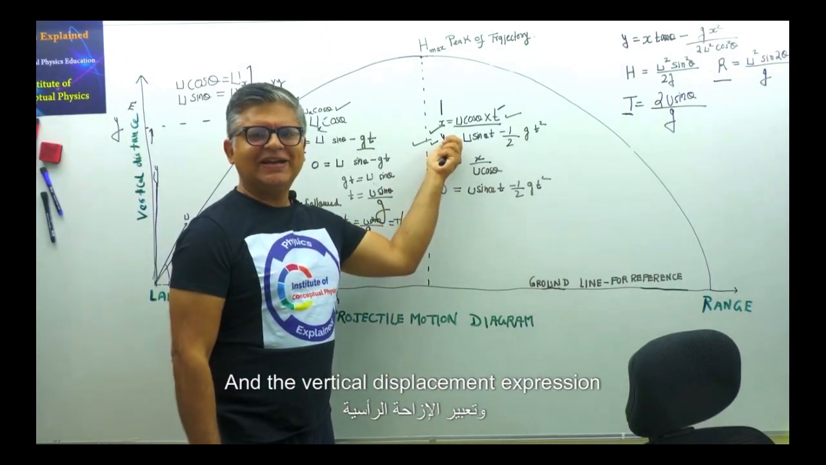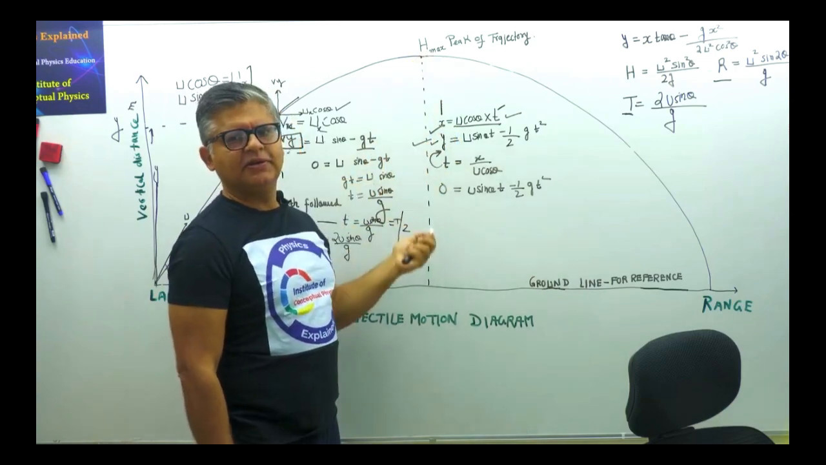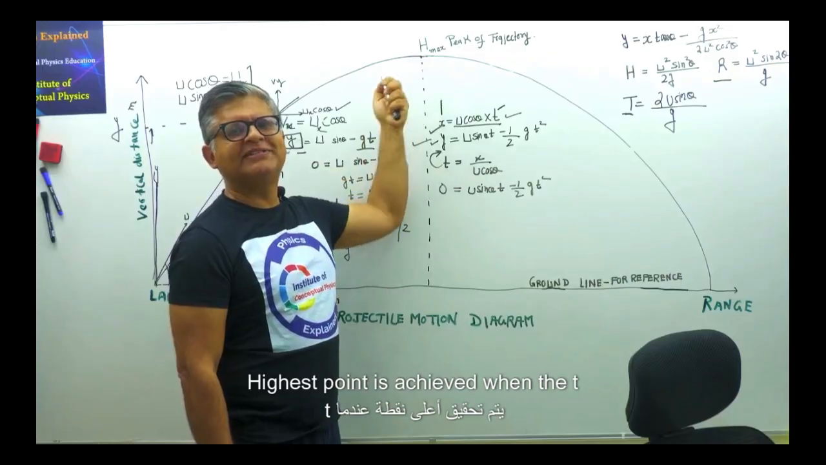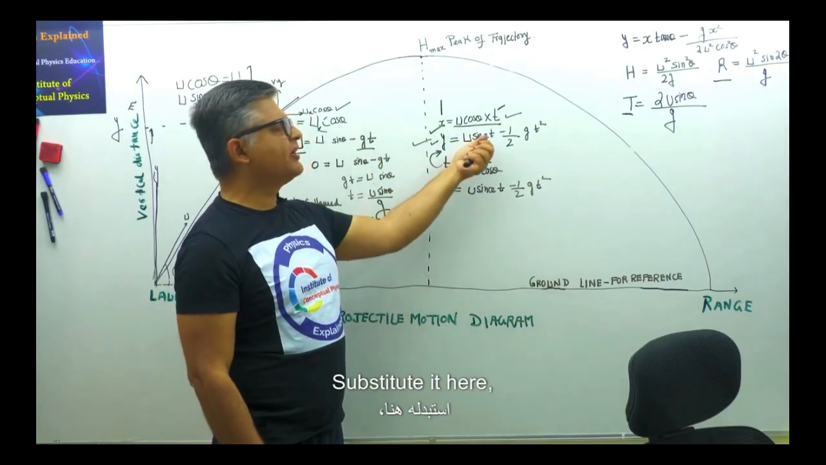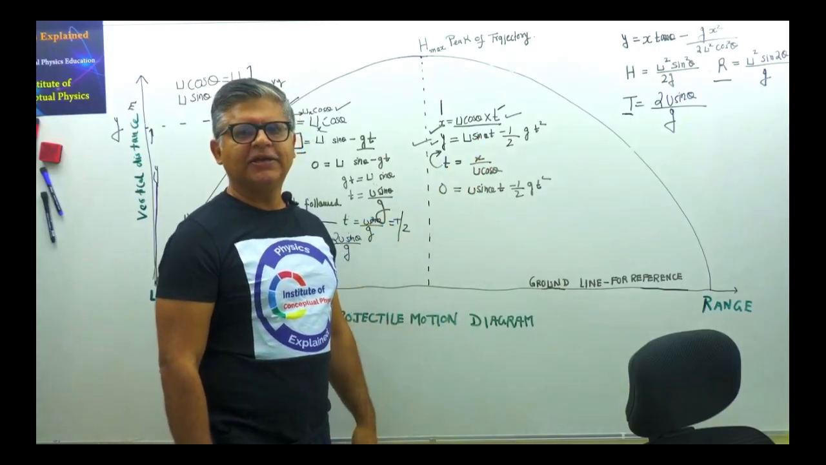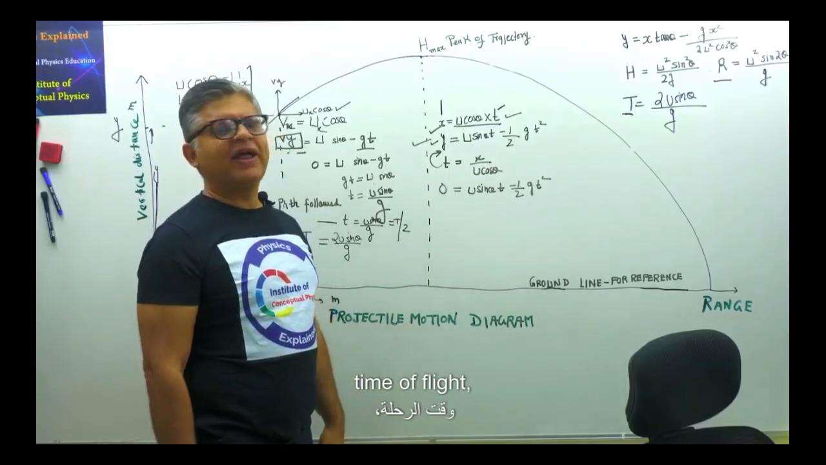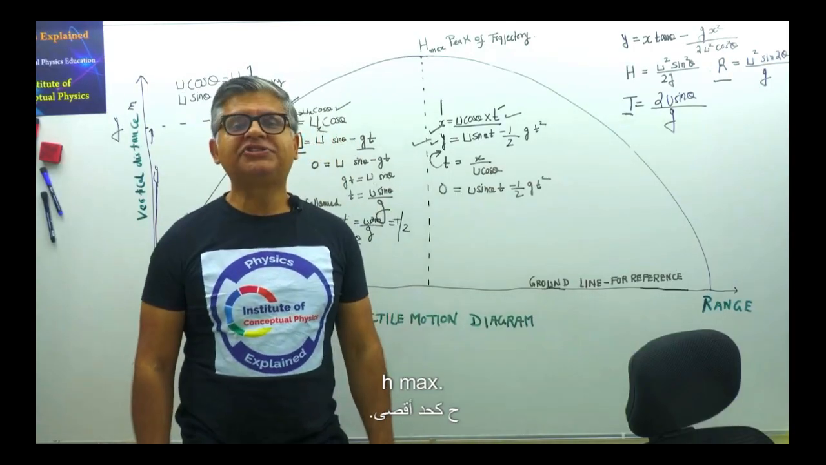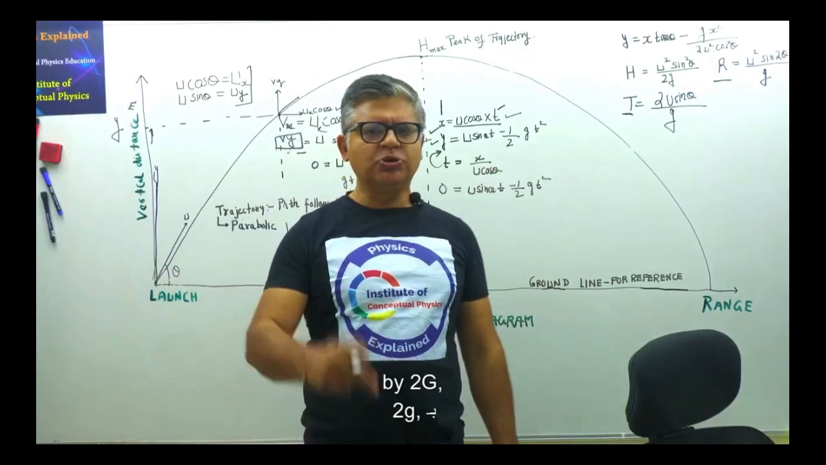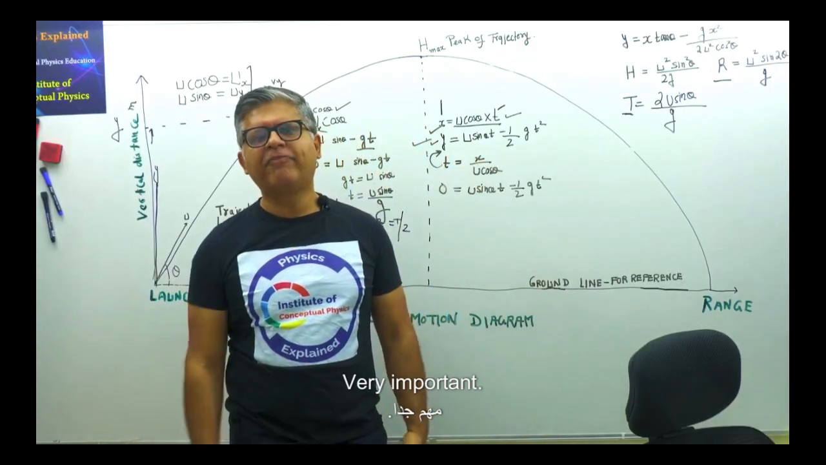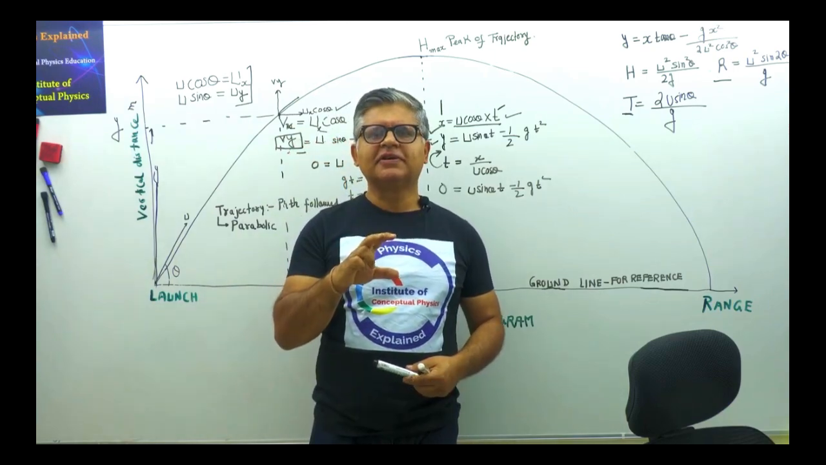in the vertical displacement expression to find the highest point, right? Highest point is achieved when the t is half the time of flight. Substitute it here and you will get your y-axis displacement in half the time of flight, which is going to be your Hmax. U square sine square theta by 2g. Memorize. Very important. If you know all of this, more to come.